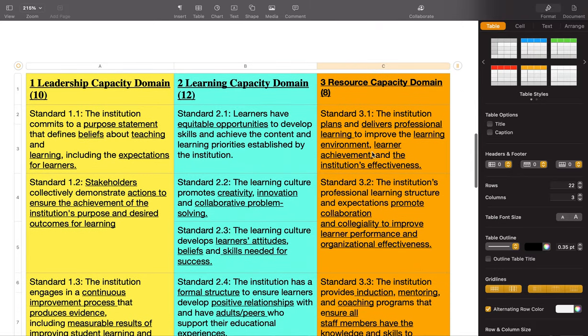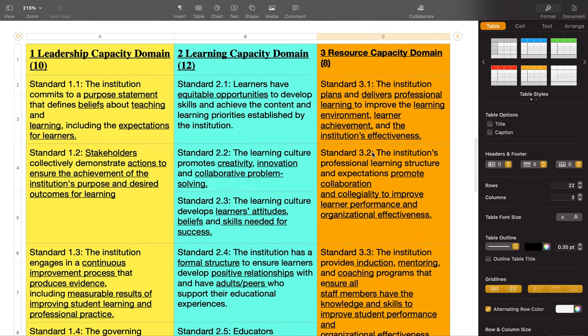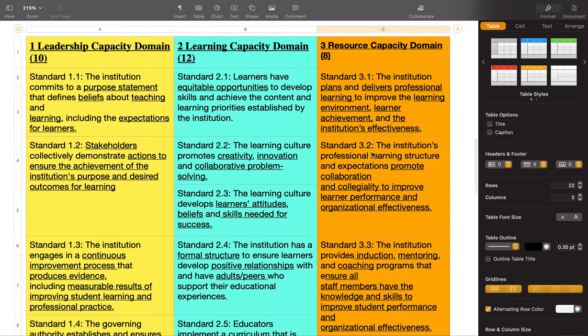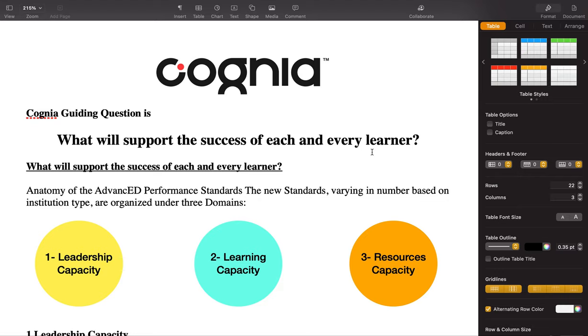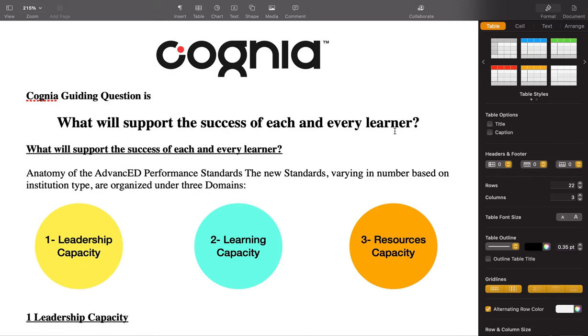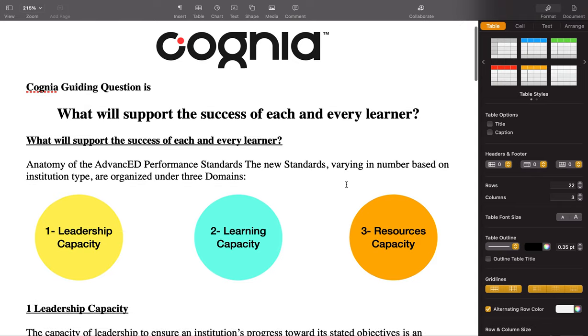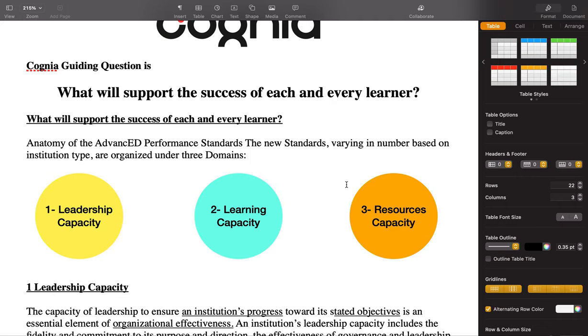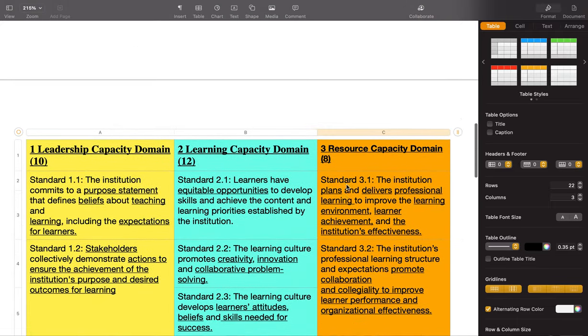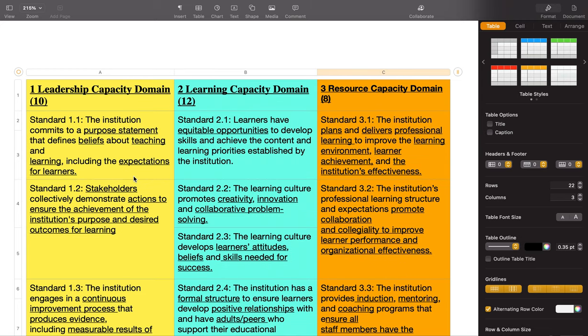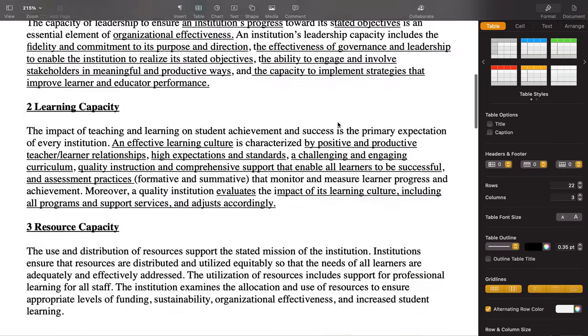So these are the 3 main domains with the performance standards described under each capacity domain. This was a very brief highlight of the Cognia process: the main guiding question that Cognia uses to measure the performance of the school, the 3 main capacities or domains that Cognia looks at whenever they try to review and evaluate the school performance, and finally the set of standards under each domain and each capacity.